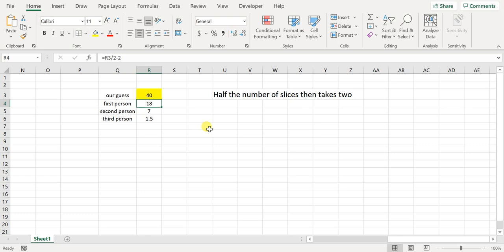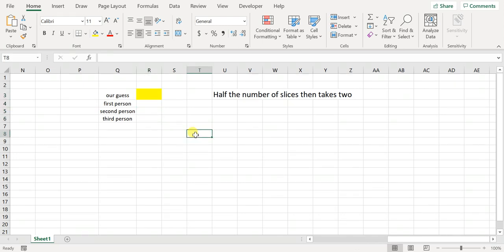Still too high, still too high, still too high, too low. And then you just keep going until it gets to 0. Assuming your formula is right, you will end up finding 0. Now we also could have approached this in the opposite way of, so I'll delete that formula now.